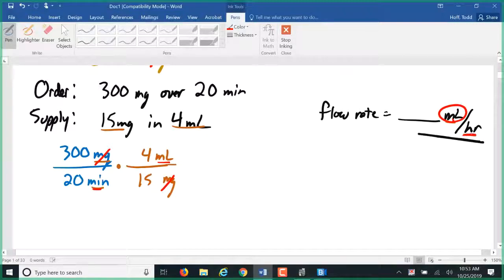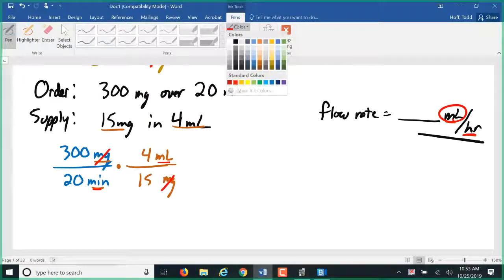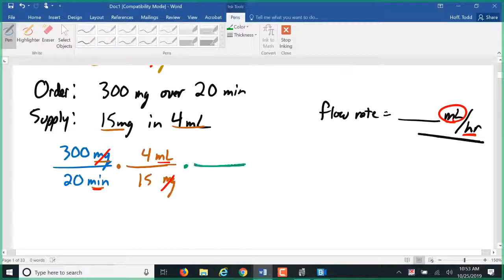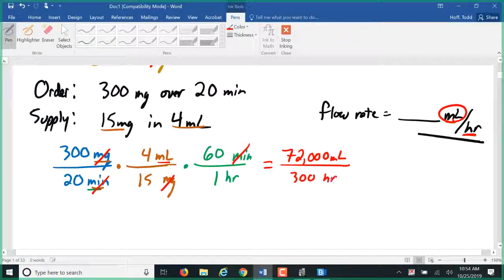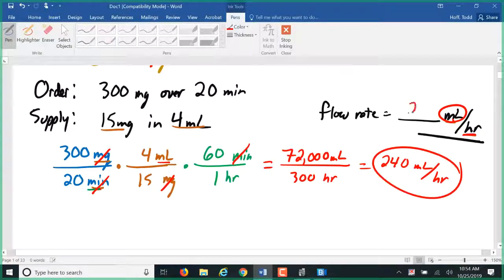We want the milliliters, but we want hours in the denominator. So we need to get rid of the minutes. Minutes are on bottom here, so we'll put them on top in our conversion factor. 60 minutes equals 1 hour. Minutes have canceled, and we'll multiply it out. So 300 times 4 milliliters times 60, 72,000 milliliters, over 20 times 15 times 1 hour, 300 hours. We divide that out, what is that, 240? 240 milliliters per hour. Any questions there?